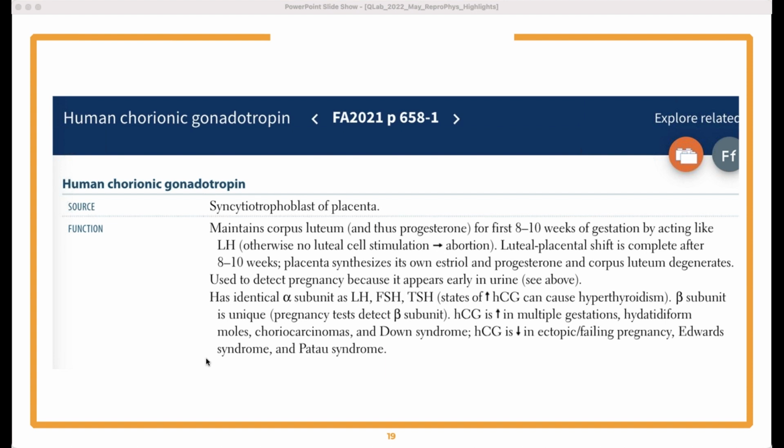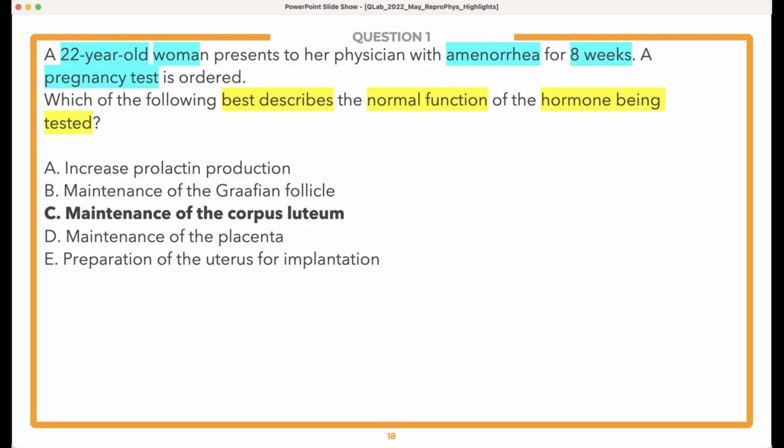So if we go back to our question, you could see here now why answer choice C is the best answer. Answer choice E, preparing the uterus for implantation, that's talking about progesterone. Maintaining the placenta, that is also progesterone. Maintenance of the Graafian follicle, that is FSH, or follicle stimulating hormone. Then lastly, increasing prolactin production, that is estrogen and also progesterone as well. Not what you test to try to detect a pregnancy. Right, so the best answer choice here, like we talked about, is C.